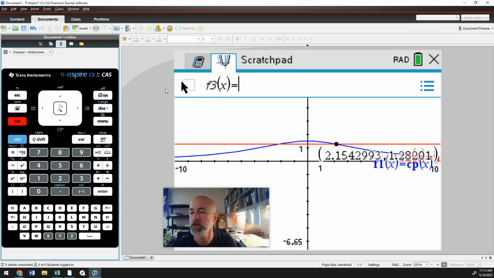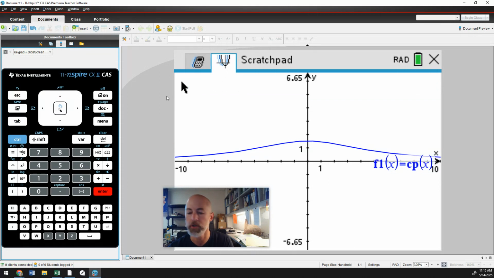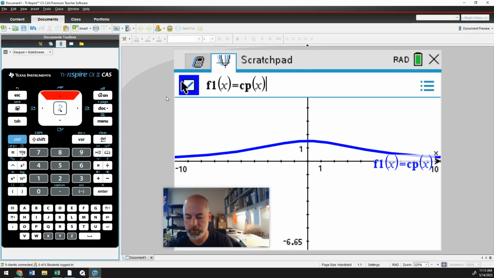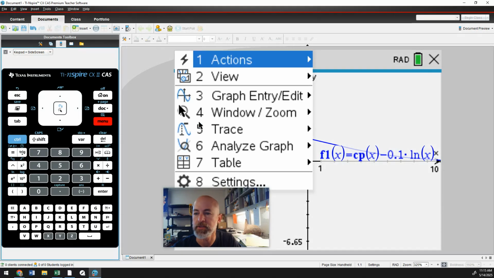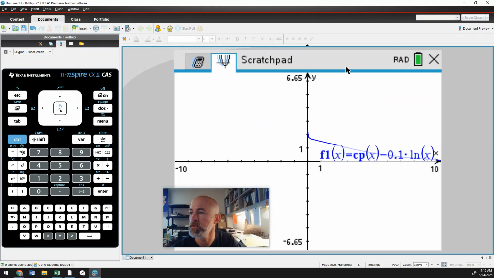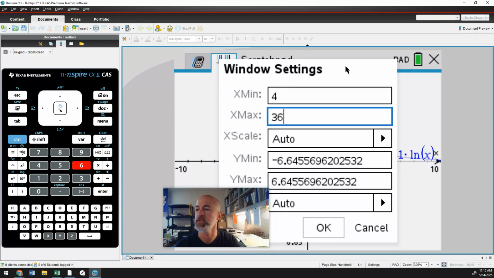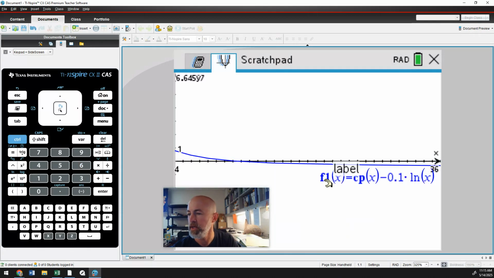I'm going to go up here. I'm going to just clear these two things out. I don't think I need these right now or anymore. So go up. Let me clear this one. So it's c prime, I'll just keep that in there, minus, and the derivative of the other expression was 0.1 times the natural log of x. Enter, and I want to look at this on the interval 4 to 36. I'm going to go menu, window, settings. I'm going to change that to 4 to 36. Okay, and we have good.